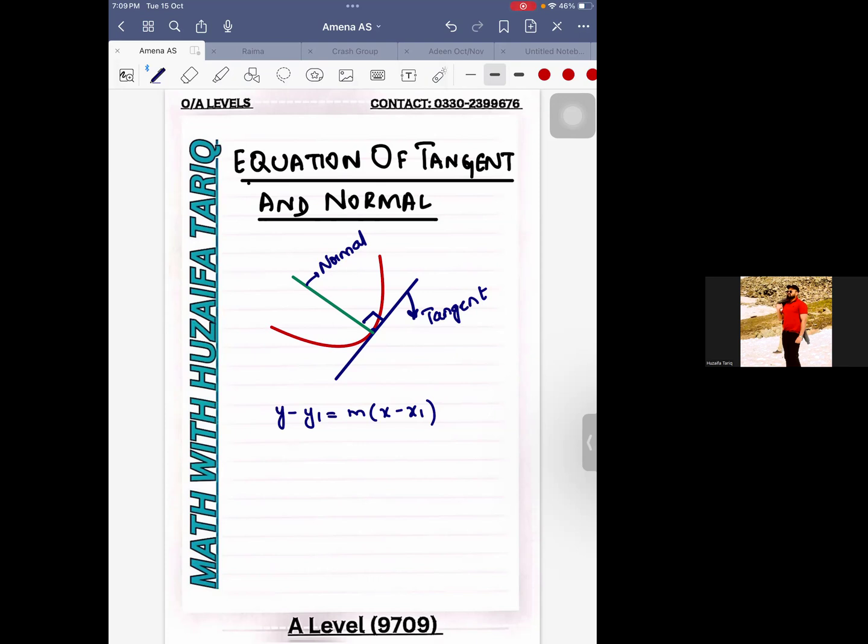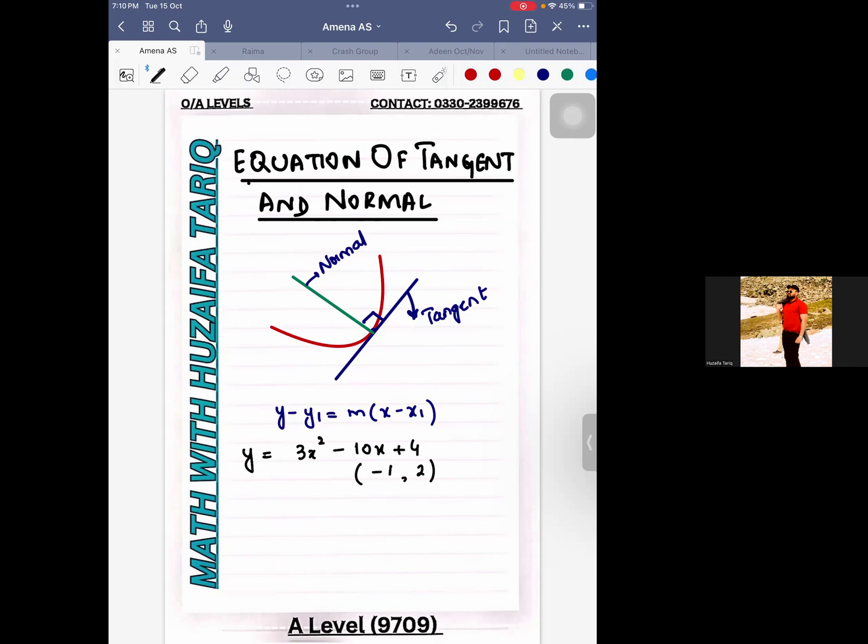Let's take an example. If we have an equation y equals 3x cube, or we can say 3x square minus 10x plus 4. This is your equation, right? And this is the equation of a curve, and the curve is touching the tangent at a point which is given as minus 1 comma 2, let's say, and they ask you to find the equation of a tangent.